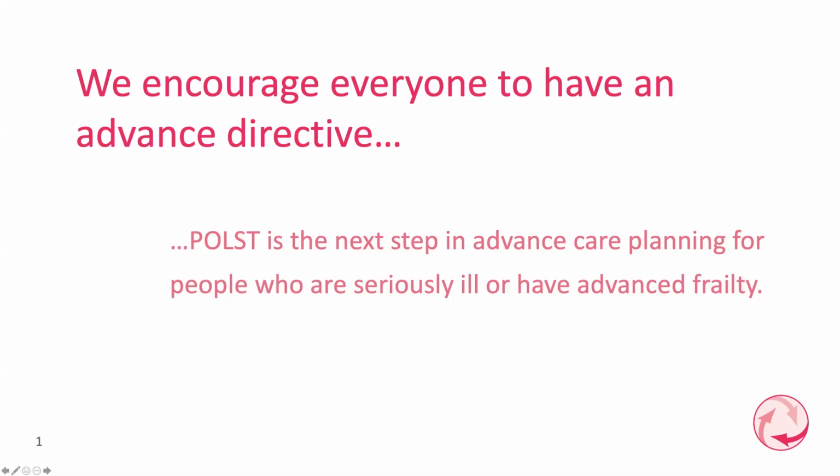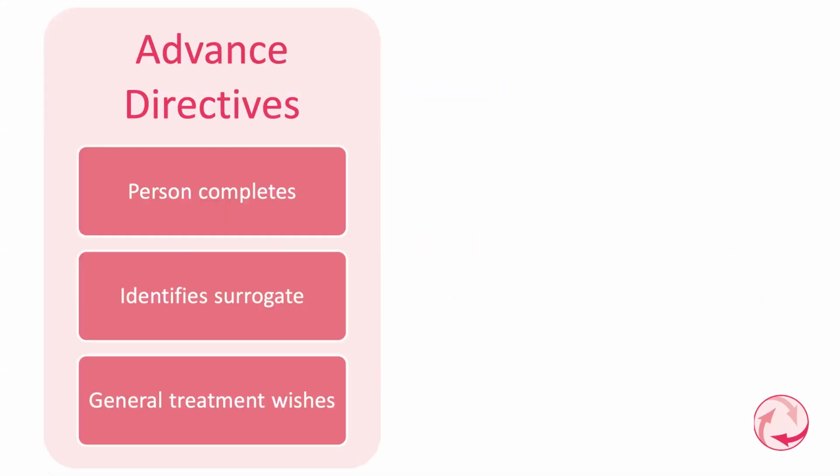National POLST encourages everyone to have an advance directive. POLST is the next step in advanced care planning for people who are seriously ill or have advanced frailty. Advance directives are called different things in different states, but they are legal documents you fill out. You use advance directives to say who you want the healthcare team working with to make medical decisions for you if you cannot communicate or participate in those discussions.